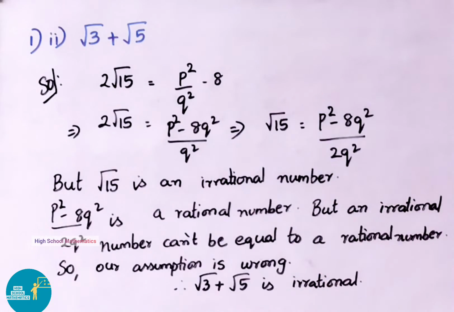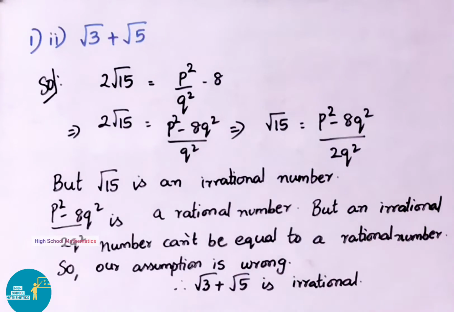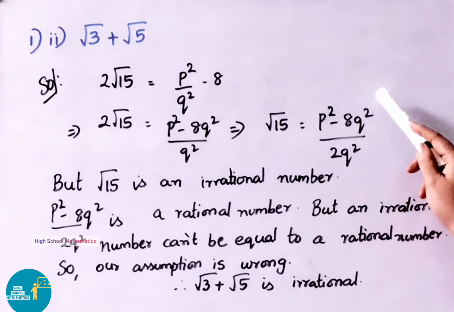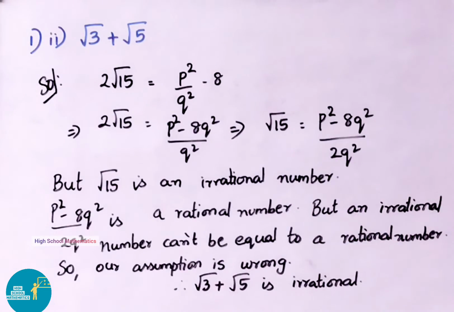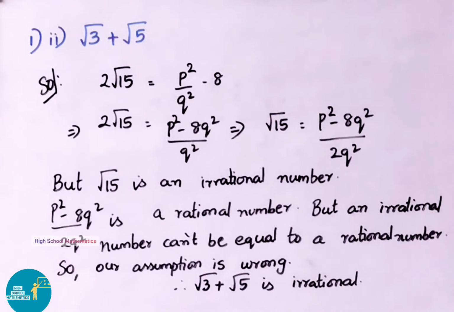That implies here 2 is going to multiply, on transposing it becomes divided by. So square root of 15 equals P square minus 8Q square by 2Q square. Here square root of 15 is an irrational number, and here we got P square minus 8Q square by 2Q square. This value is in the form of P by Q, so it is a rational number.